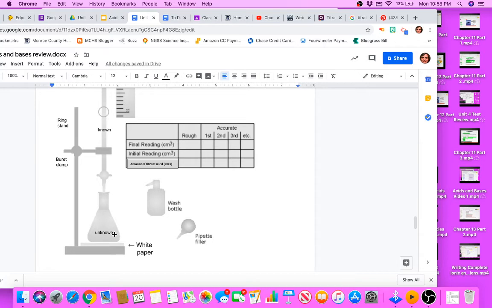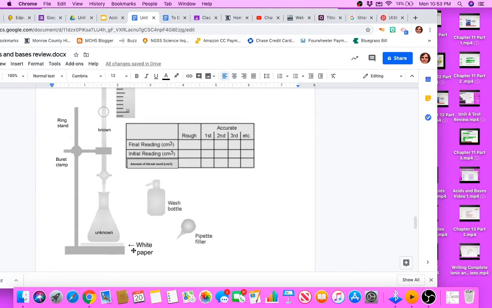If it turns a very bright, vivid pink color, you know you have gone too far. Basically what that means is you have overshot the end point, which means you've added more base than you should have. This solution now is very basic, and that's why it's such a bright pink. What you want to see is a very pale pink color. That tells you that you have reached the end point, that you are about there at neutral at your equivalence point.